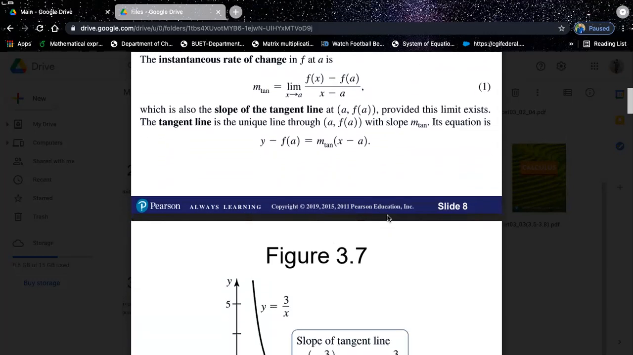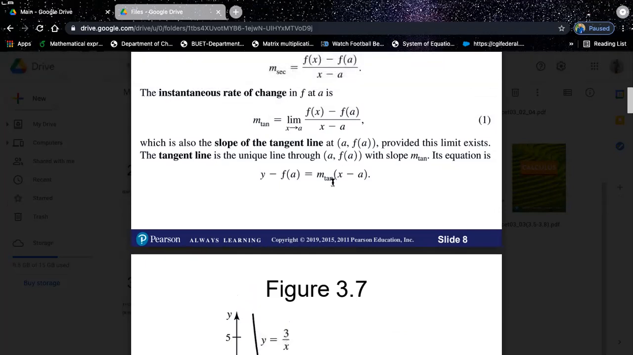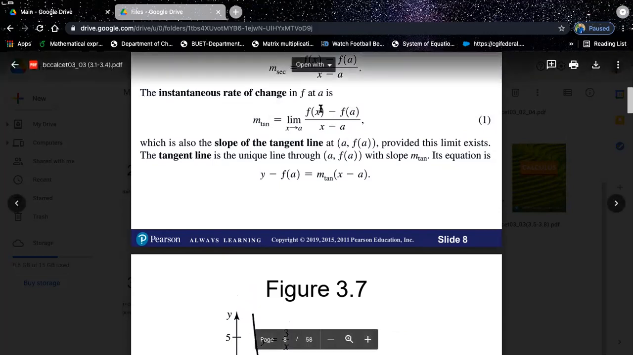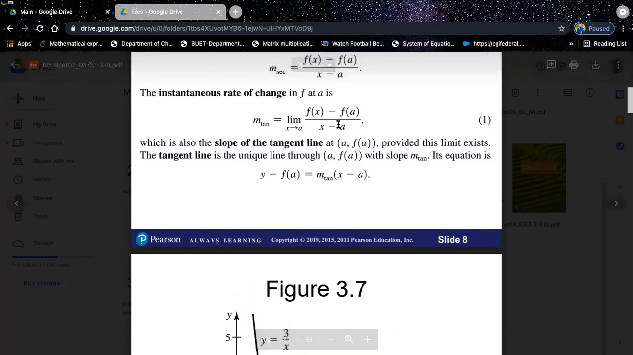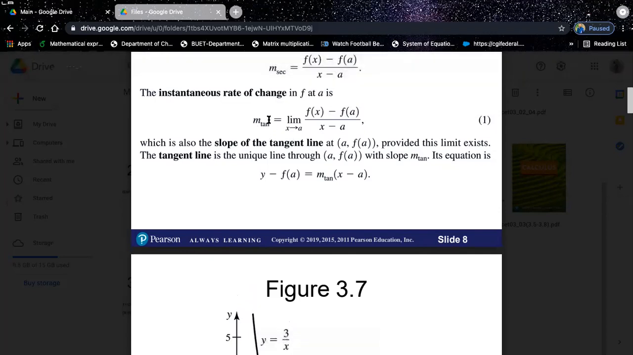Now, we want to derive the equation of the tangent line from this. Now, can we do that? Let's try. Okay, so the equation of the tangent line, if we try to do that, will be this. So we can cross multiply this on our left, right? So this will become the slope of the tangent line times x minus a, right?